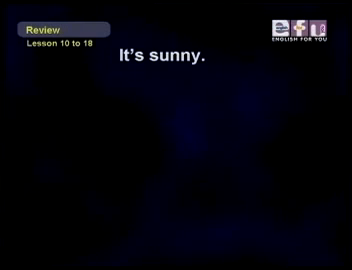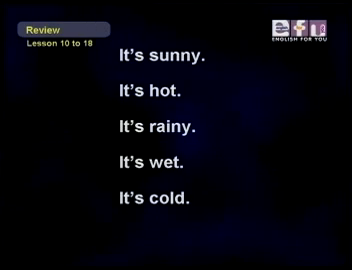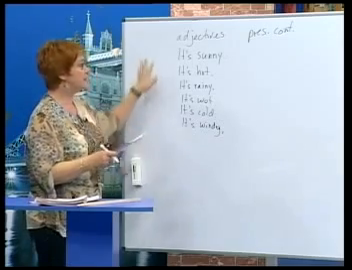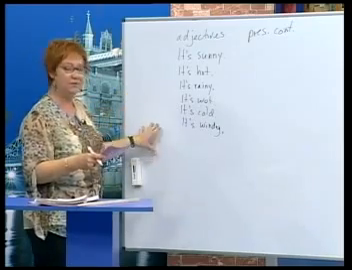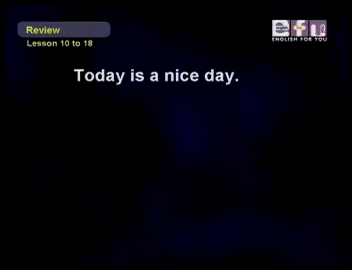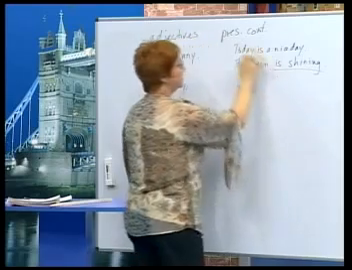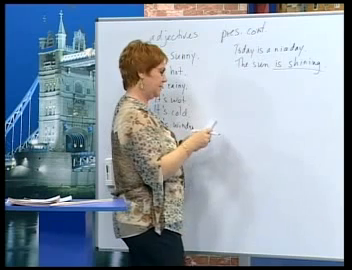It's sunny. It's hot, it's rainy, it's wet, it's cold, and it's windy. Okay, so these are some adjectives for talking about the weather. We can also say something like this. Today is a nice day. The sun is shining. So here we have the present continuous.